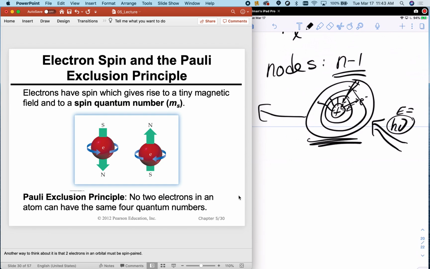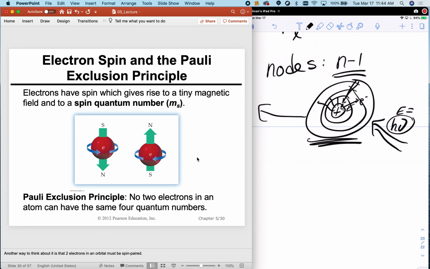All right, so the last quantum number, where we're going to end today, is the m sub s quantum number. This is the spin quantum number, and it is really related to electrons having a spin, which results in a very, very tiny magnetic field. We will always talk about it either being spin up or spin down.